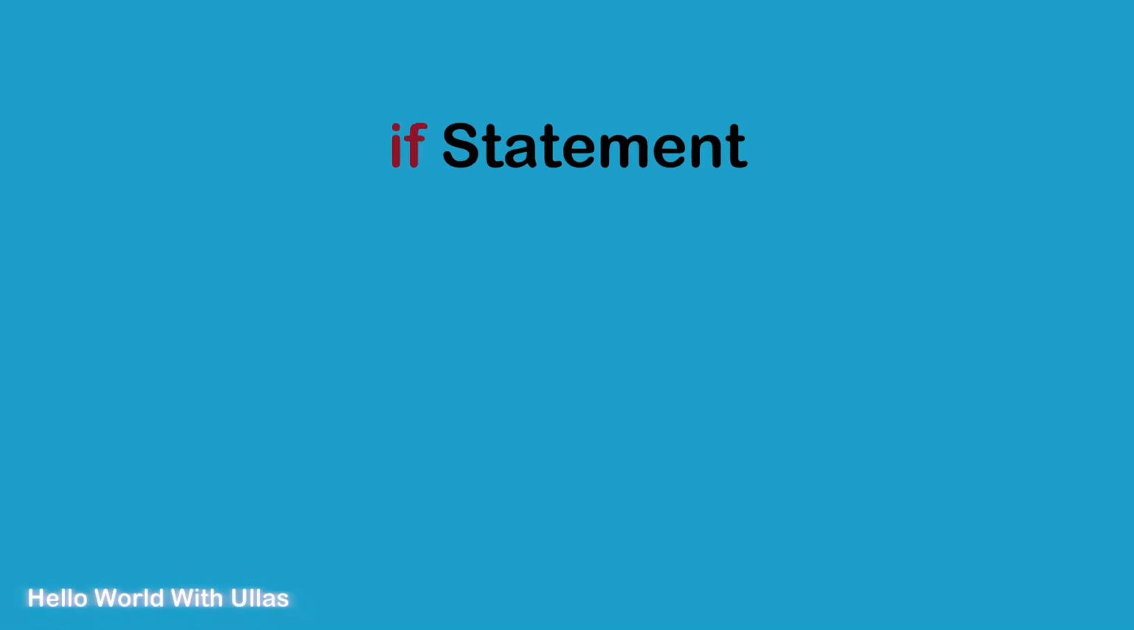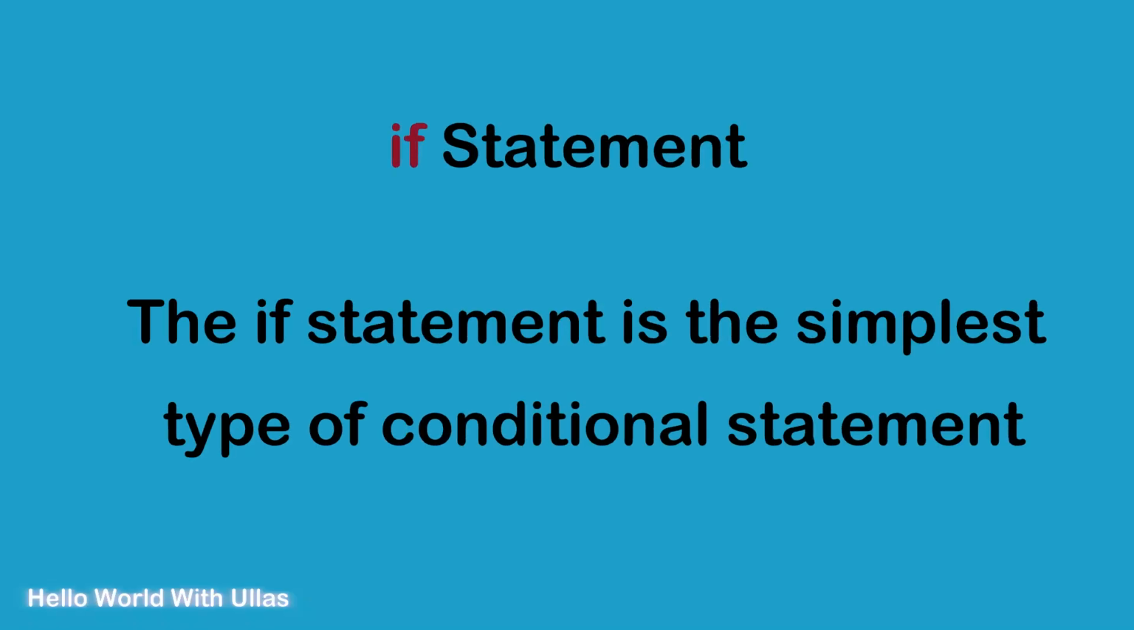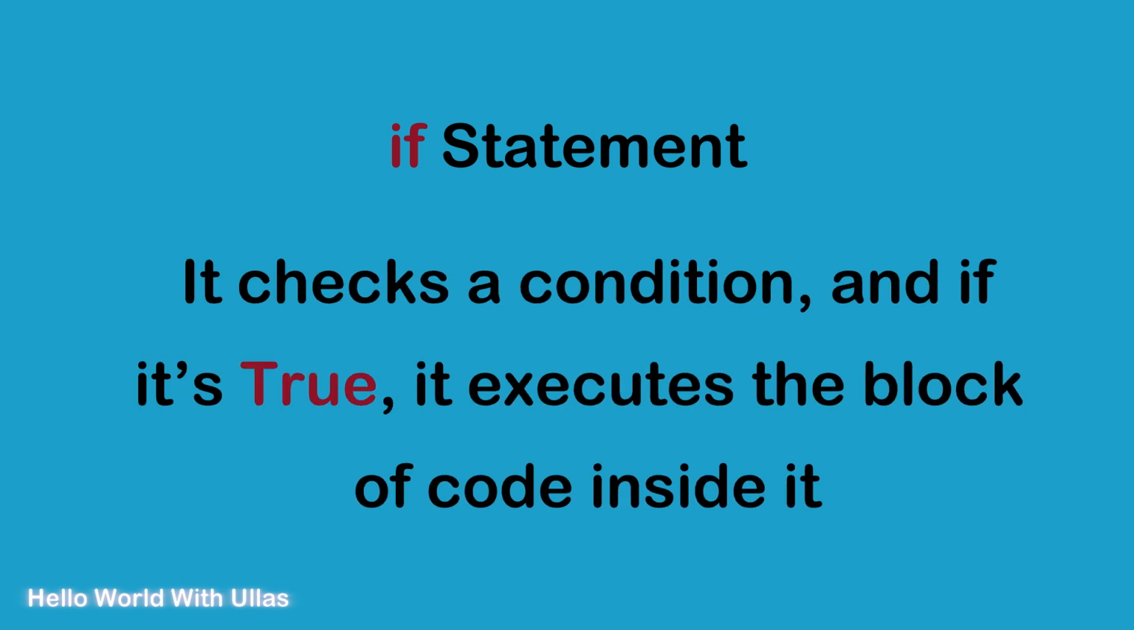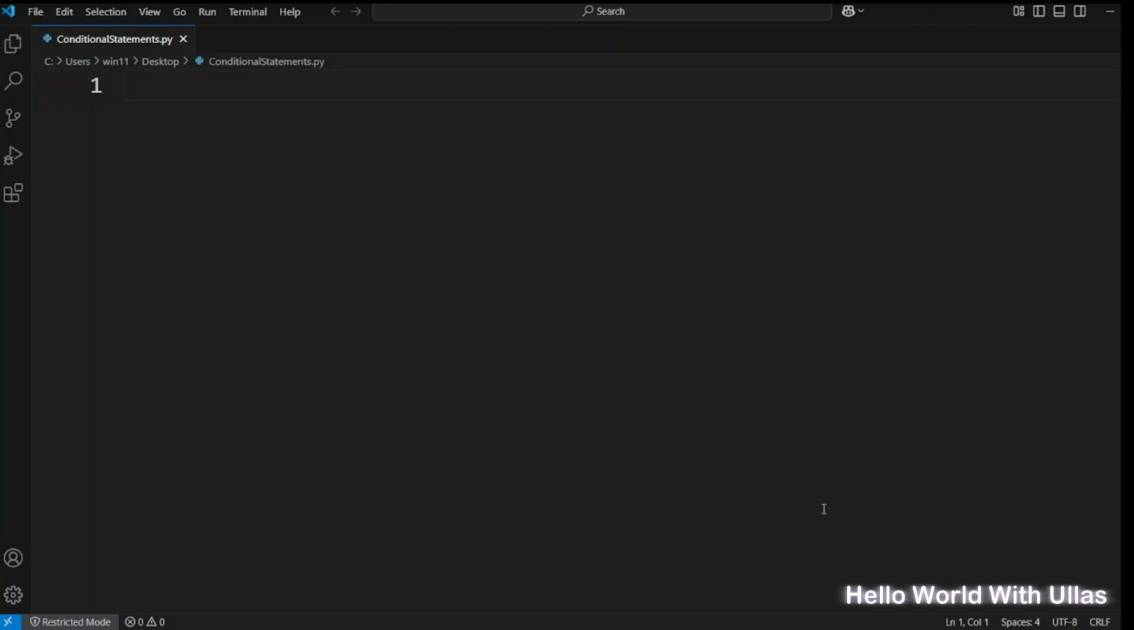If statement. The if statement is the simplest type of conditional statement. It checks a condition, and if it's true, it executes the block of code inside it. Let's see an example. We will take one variable age equal to 18. If age is greater than or equal to 18, then we'll print eligible for vote.